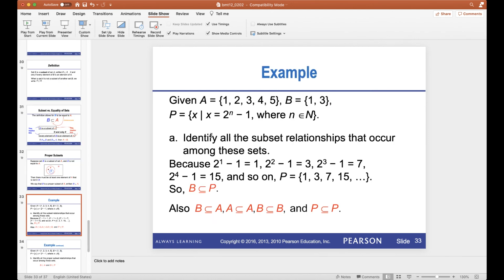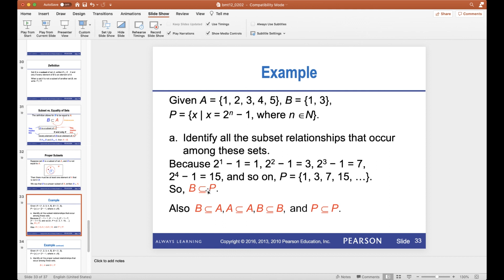Okay, so here's an example. We have A equal to {1, 2, 3, 4, 5}, B equal to {1, 3}, and P equal to the set of all x such that x is equal to 2^n minus 1, where n is greater than or equal to 1. So again, we would plug in numbers to figure out the values that belong in here. If I plug in 1, 2 to the first power is 2, minus 1 is 1. Plug in 2, 2 to the second power is 4, minus 1 is 3, and so on. 2 to the third power is 8, minus 1 is 7. 2 to the fourth is 16, minus 1 is 15, and so on. So you have 1, 3, 7, and 15.